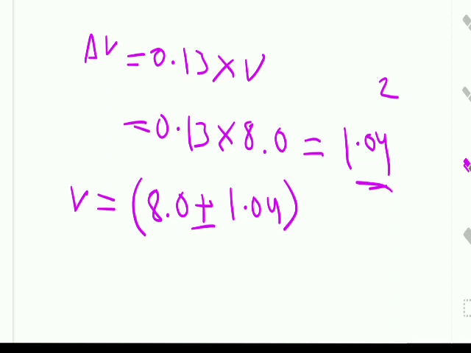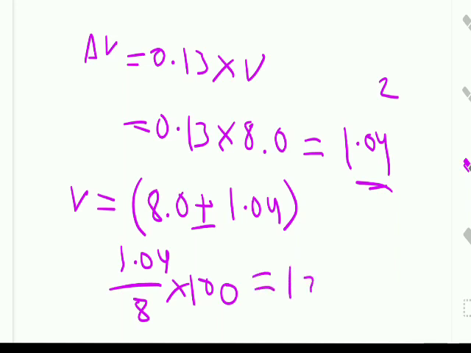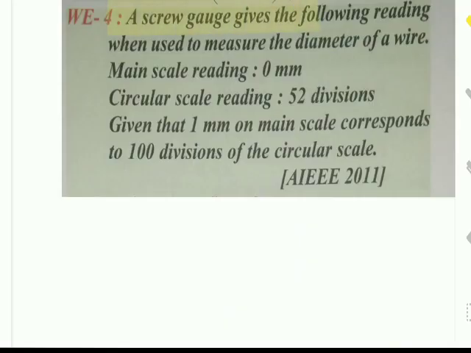then percentage error is 1.04 by 8 into 100 is equal to 13%. A screw gauge gives the following reading when used to measure the diameter of a wire.